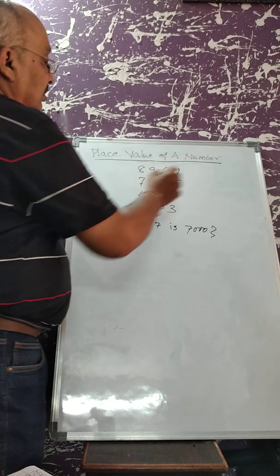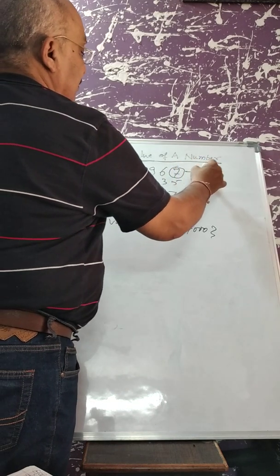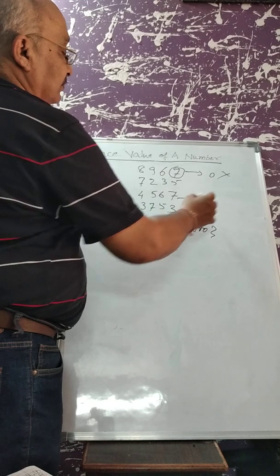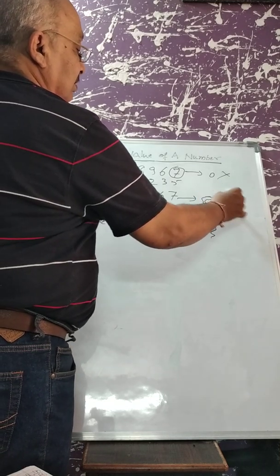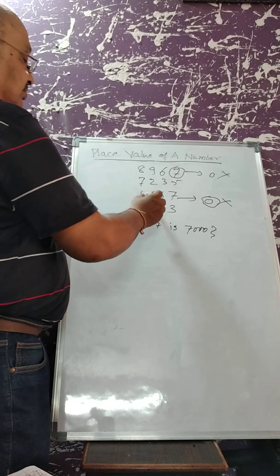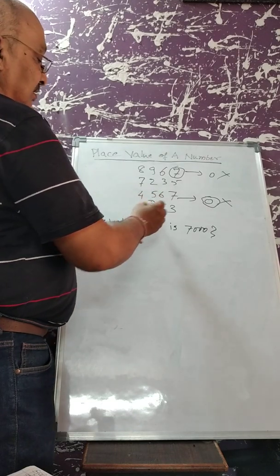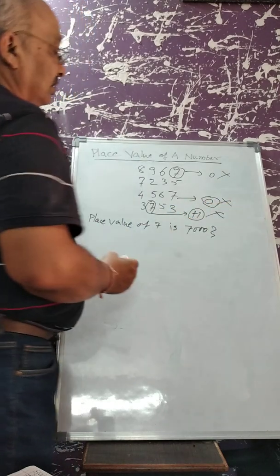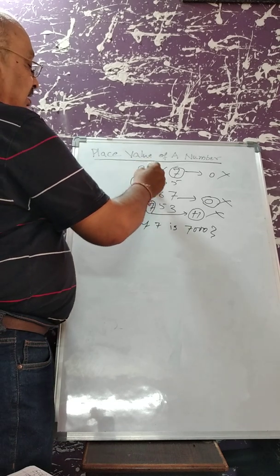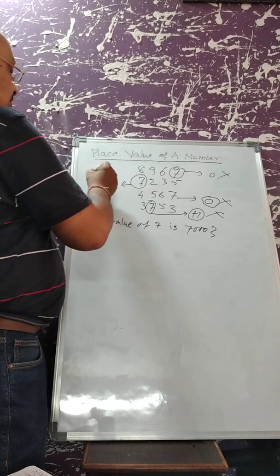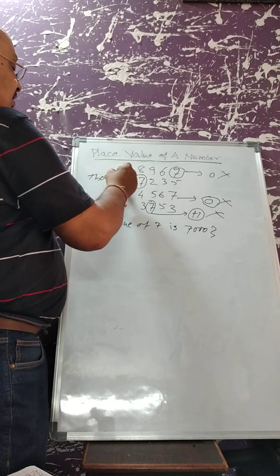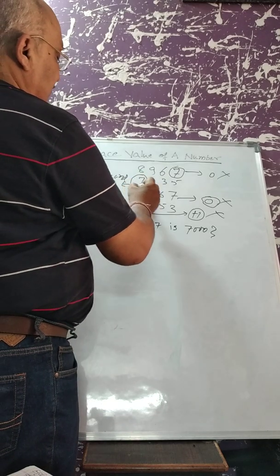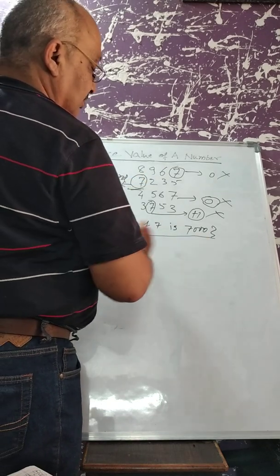So here it is at the place of 1, so this will not be the answer. Here again it is at the place of 1, so this also will not be the answer. Here 7 comes at the place of hundreds, so this number is also wrong. But here you are getting 7 at the place of 1000, so this is your right answer. Because here the place value of 7 is 7000.